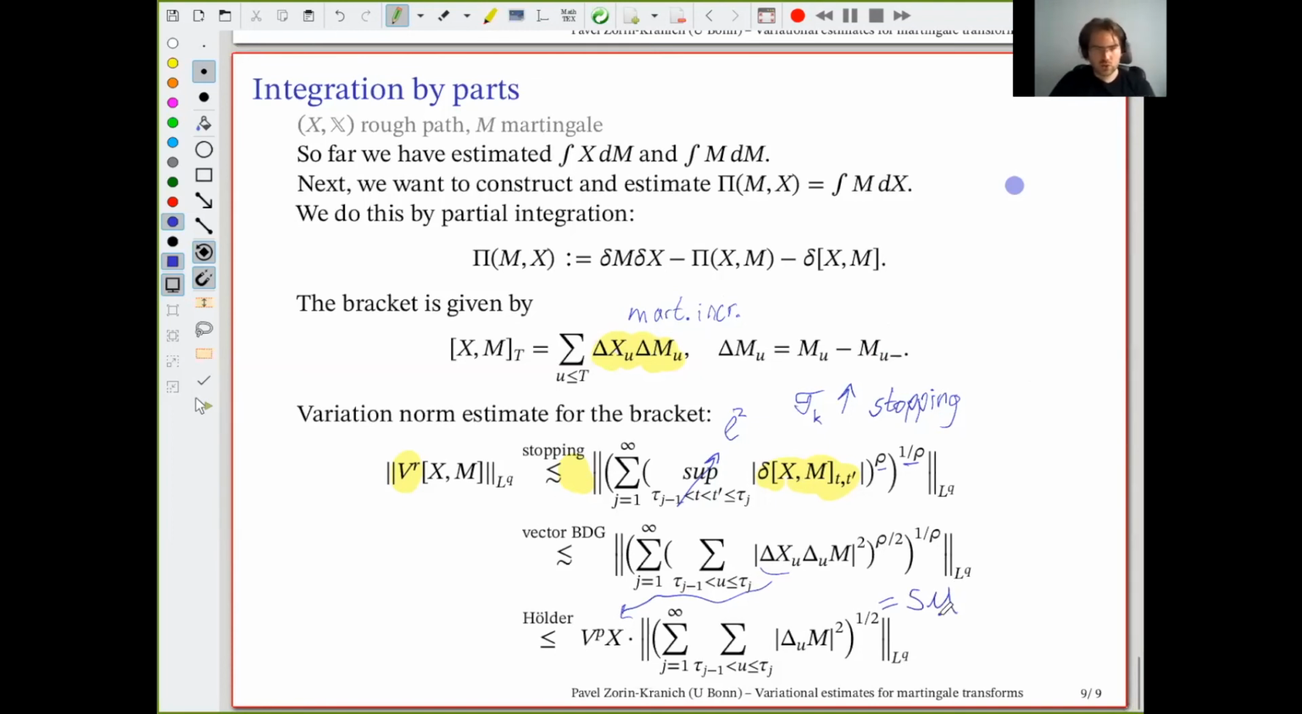So this is all I wanted to say about vector valued inequalities, and this is also the end of my talk.